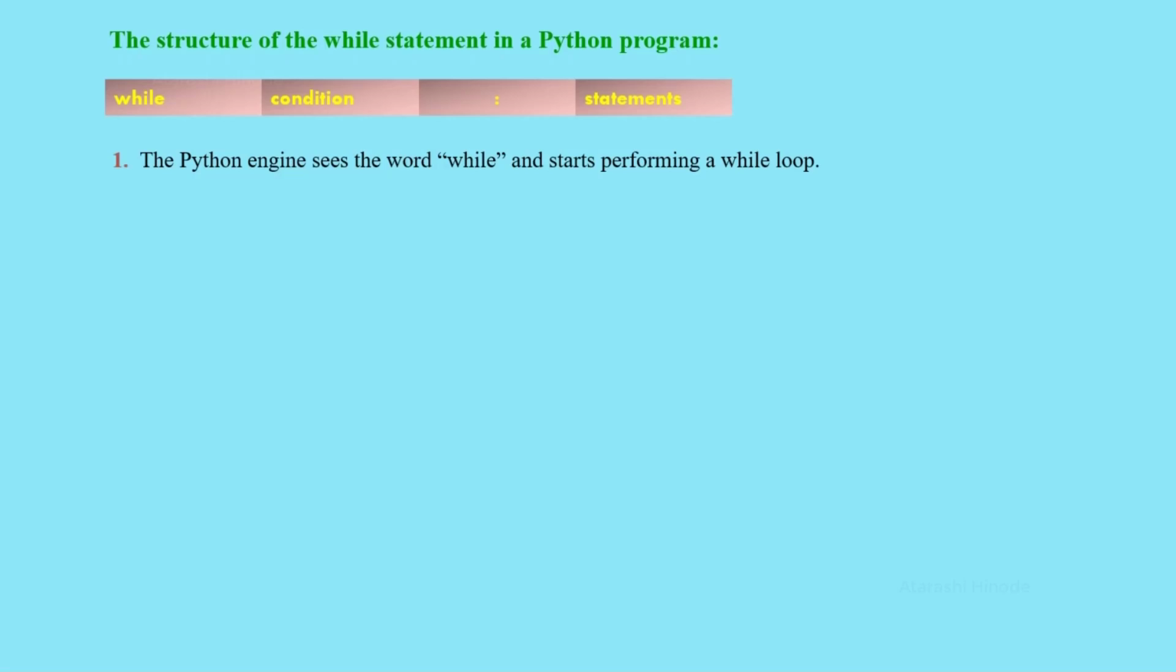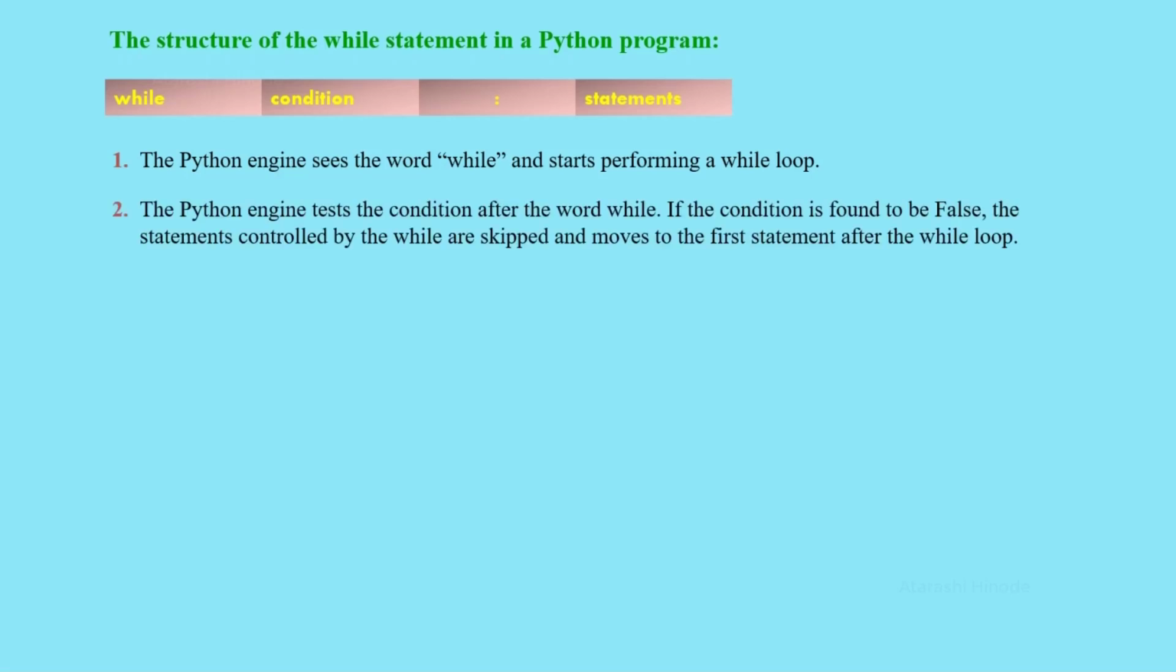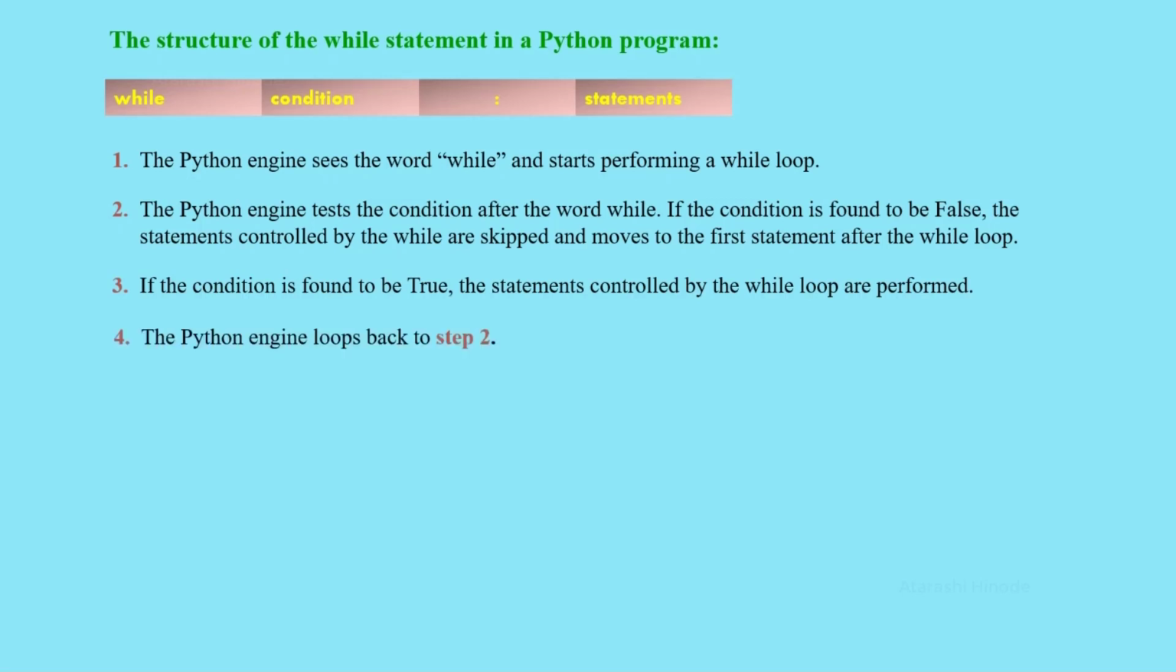So the Python engine sees the word while and then it starts performing a while loop. The Python engine tests the condition of the word while. If the condition is found to be false, then the statements controlled by the while are skipped, and then the interpreter moves to the first statement that we have mentioned after the while. Or in the other case, if the condition is found to be true, then the statements under the while block will be executed by the engine. Then the Python engine loops back to step 2, which means that as long as the condition that we have mentioned is true, Python keeps repeating all the commands under the while block until the condition becomes false.